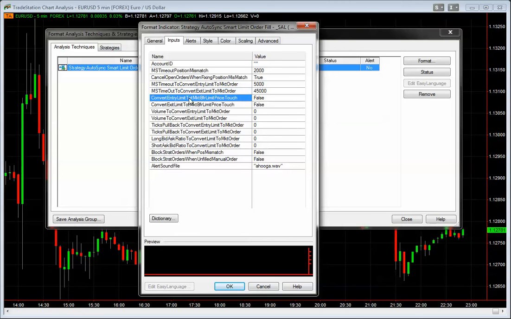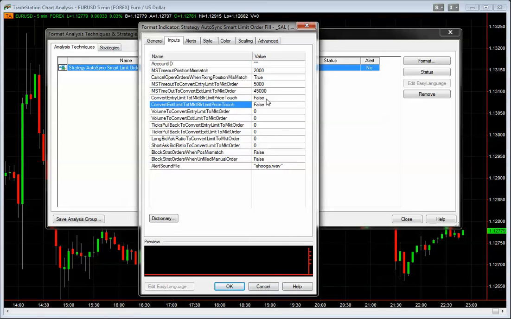Next inputs to look at are convert entry limit to market before limit price is touched, or the same thing for an exit limit order. These are very specialized inputs, so will probably be infrequently used. What they do is they time the moment from when the limit order is first issued. And when these times expire here, that limit order is converted to a market order, even if the limit price was never touched. So this is basically an order timer, these two switches here.